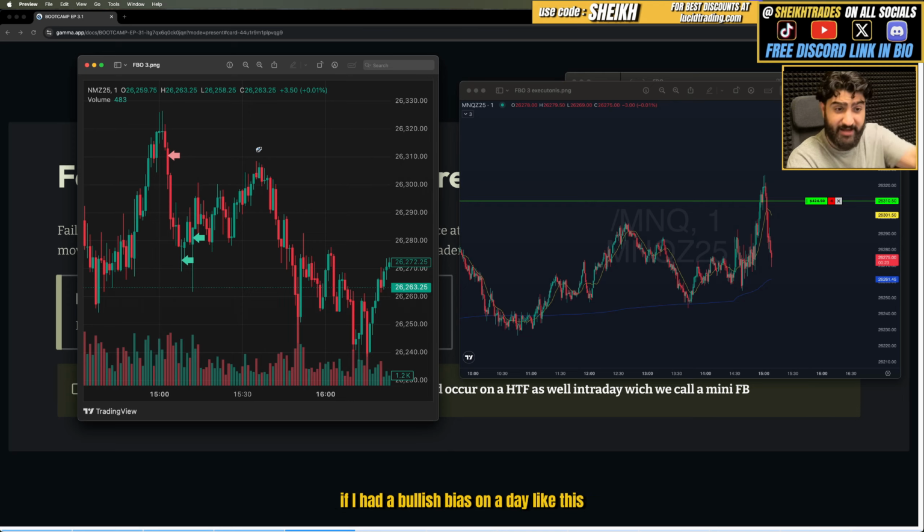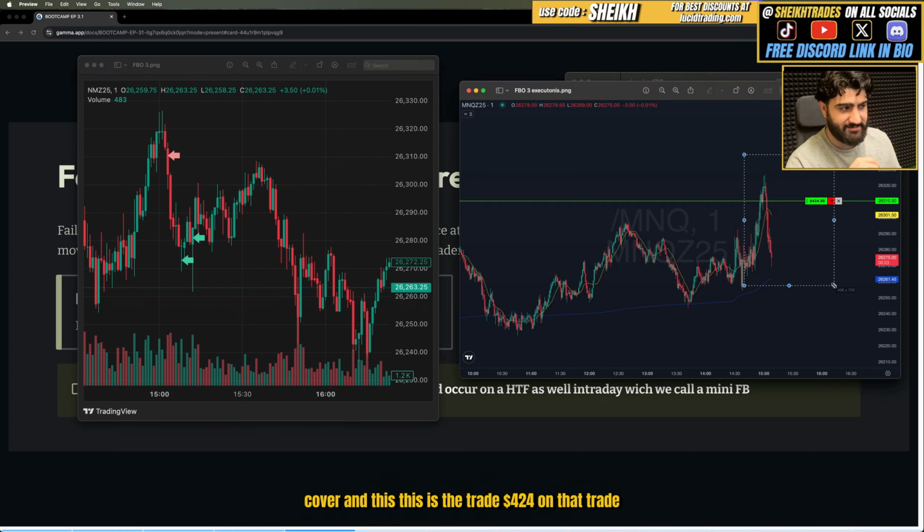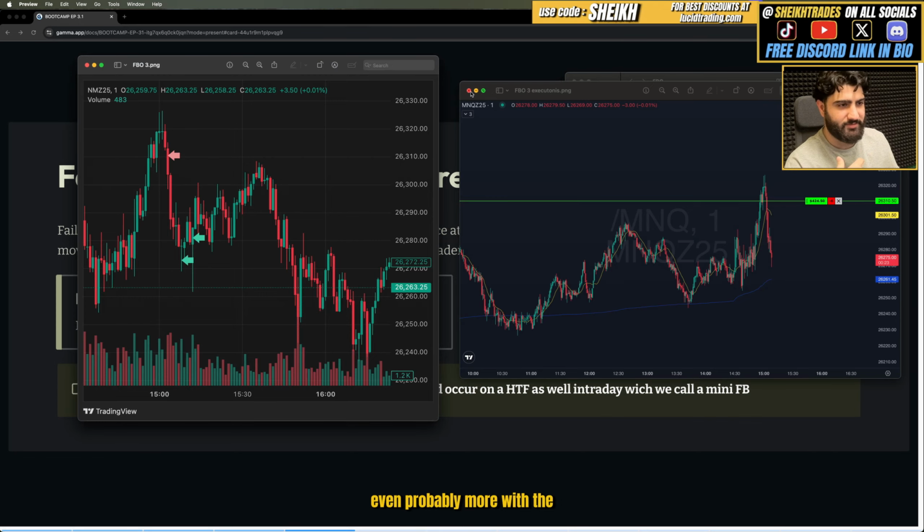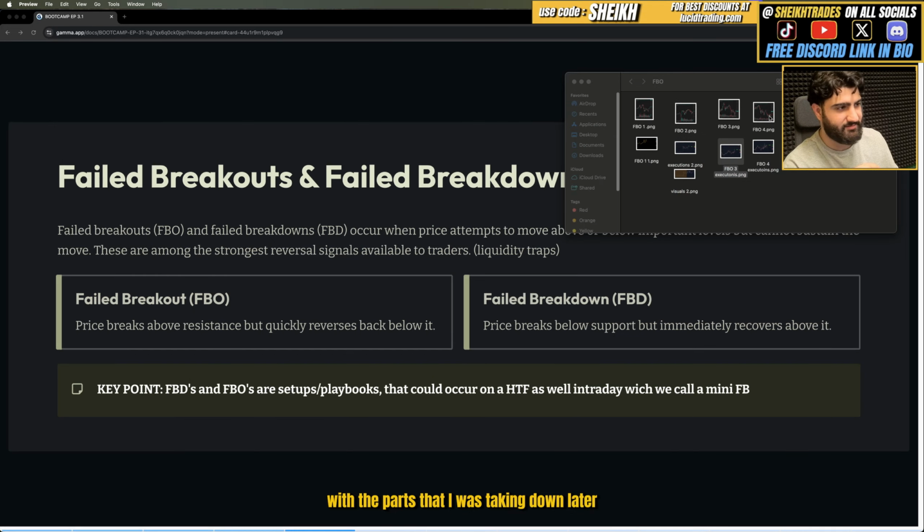Because trust me, if I had a bullish bias on a day like that, even if it does a perfect setup like this, I'm still not taking it because my higher time frame bias is not aligning with it. But just so you guys understand what an FBO is, and so later when I get into all of that and I say FBO, FBD, you guys know what I mean with it. And you could see, we fill these levels. I take a short, cover, cover. This is the trade, $424 on that trade. Even probably more with the parts that I was taking down later.